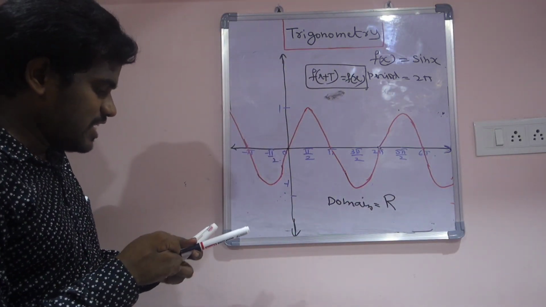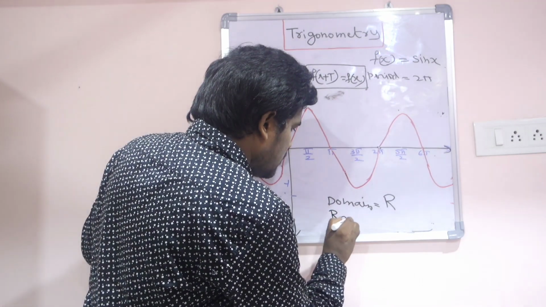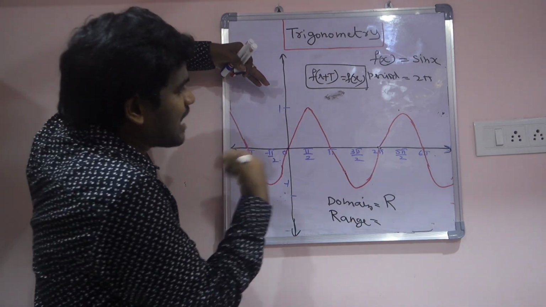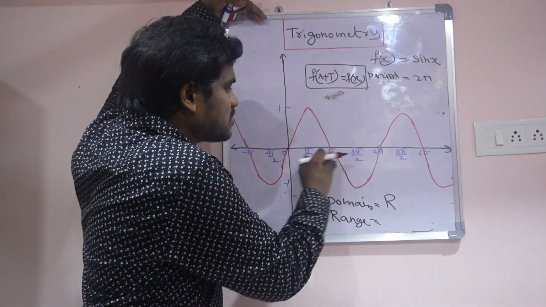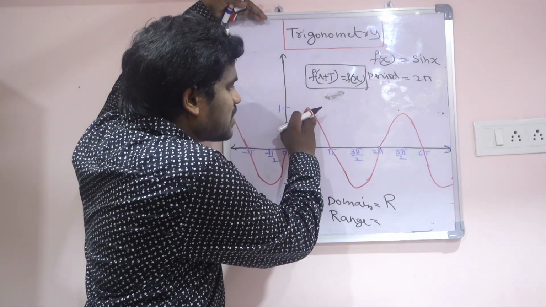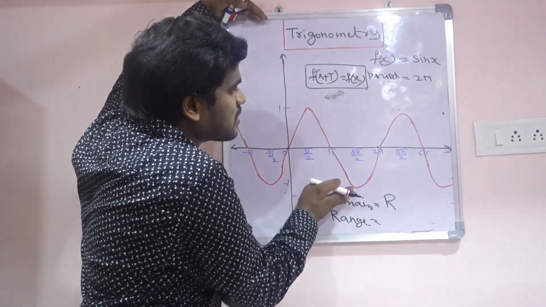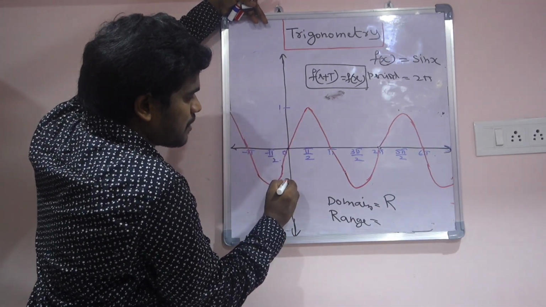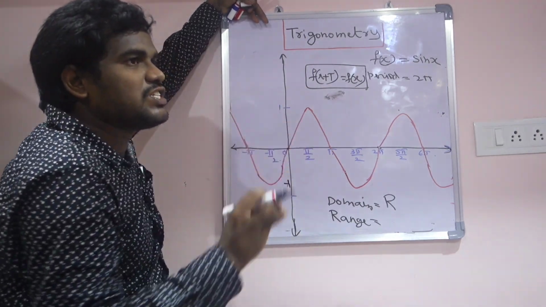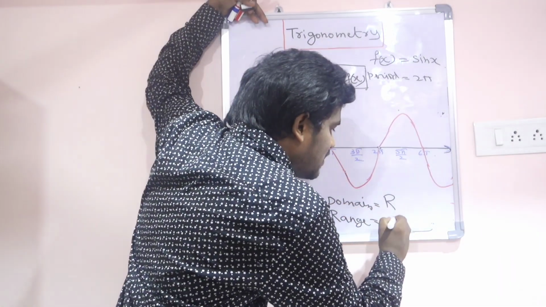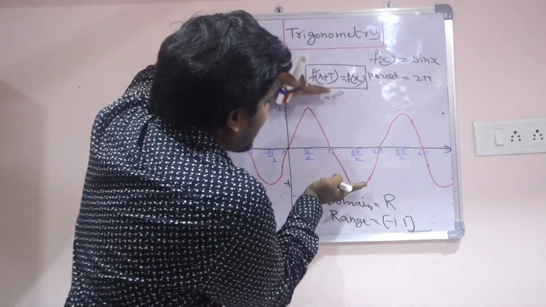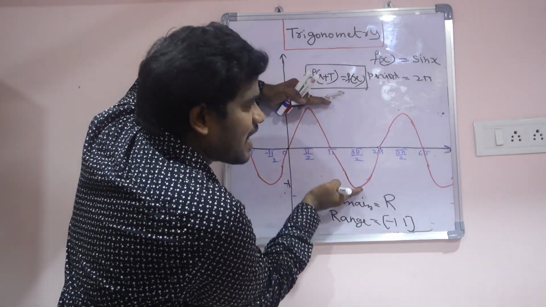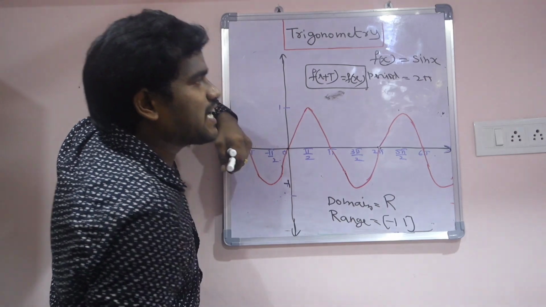And range. Range means output. Suppose domain is the input, then range is the output. What are the values after substituting the x value? After substituting x values we will get 0, the maximum value 1, and minus 1 also. It means the sine value is always fluctuating between minus 1 and plus 1 only. So the range of sin x is the closed interval minus 1 to plus 1. Why closed interval? Because the sine is always fluctuating between these two values only, 1 or minus 1, and the in-between values we will also get. That's why the closed interval minus 1 to 1.